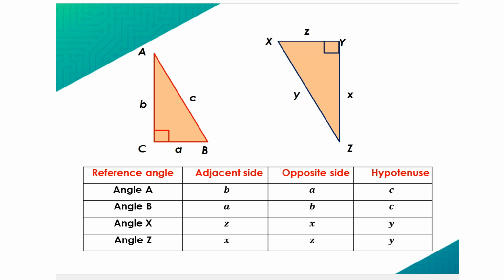If the reference angle is A, the adjacent side is B. Its opposite side is A. And the hypotenuse is C. If the reference angle is B, the adjacent side is A. The opposite side is B. And the hypotenuse is C.